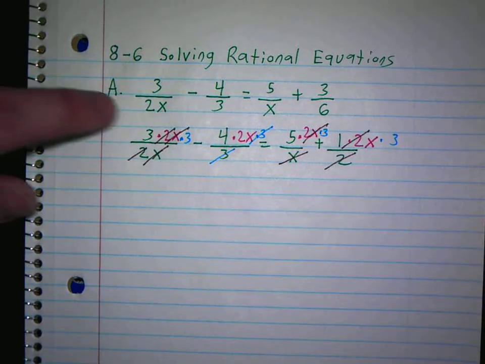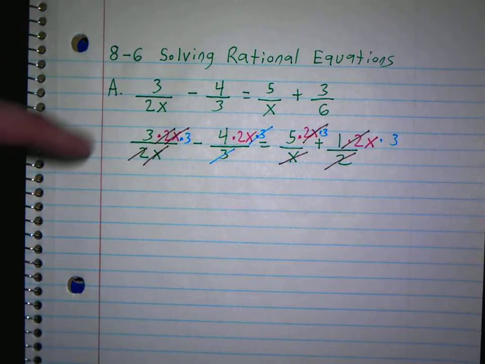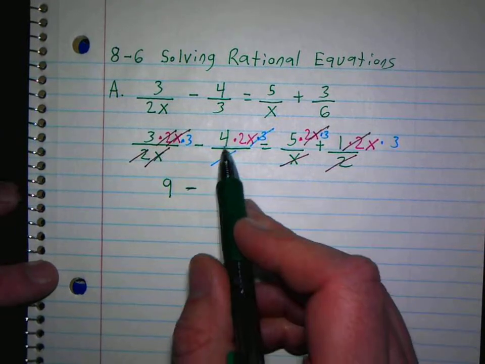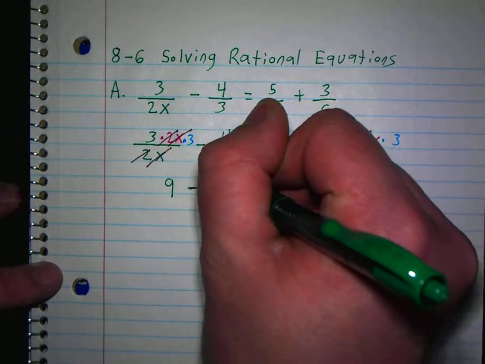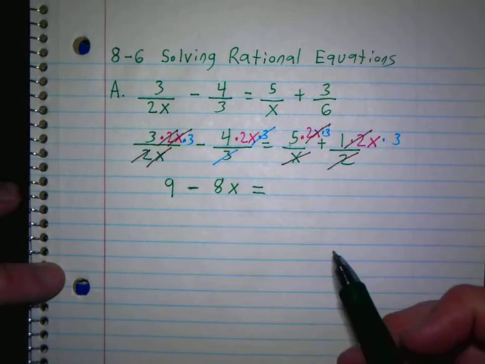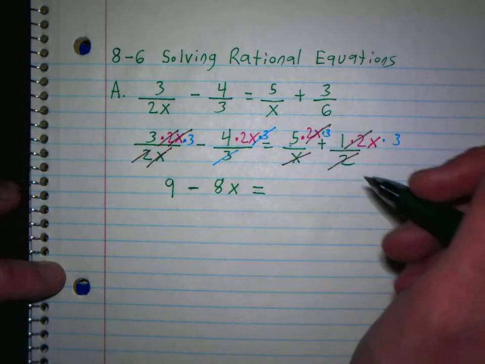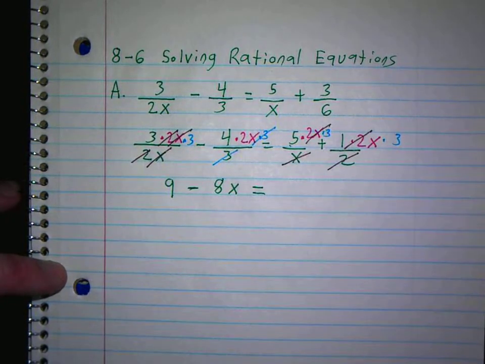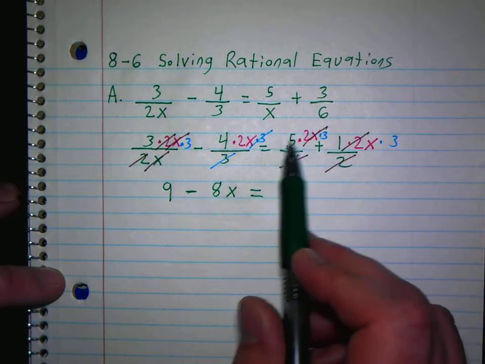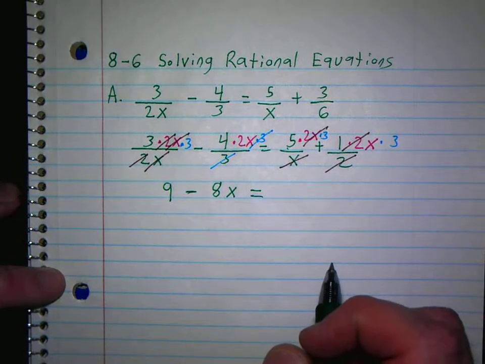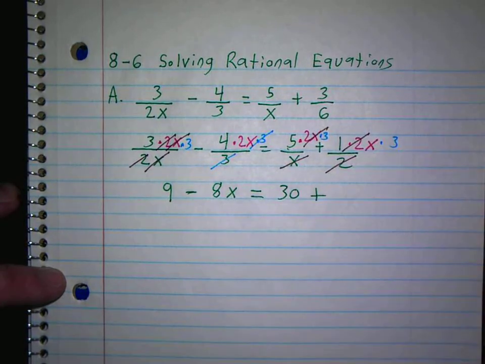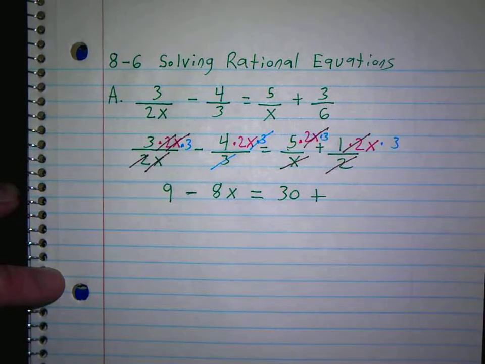Now you're going to write down what's left over. Here, 3 times 3 is 9. Minus 4 times 2x, well that's 8x, equals 5 times 3, that's 15. Was there a 2 left over? I almost forgot that too. So be careful when you're crossing things off, because I did not cancel out that 2 and it almost looked like I did. So it's really 5 times 2 times 3 is 30, right? I'm glad I saw that. And then plus 1 times x times 3 would be 3x.